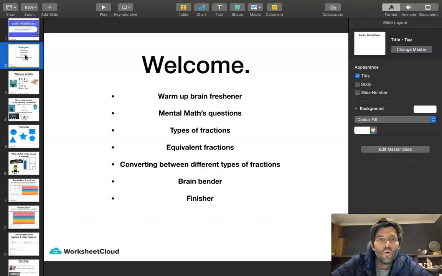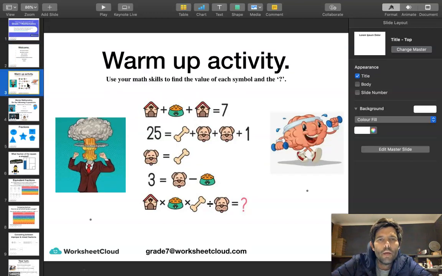Your warm-up activity today is the following one. Remember, you need to use your math skills to tell me the value of each symbol, and then don't forget to work out the question mark at the end. Right, good luck, off you go.